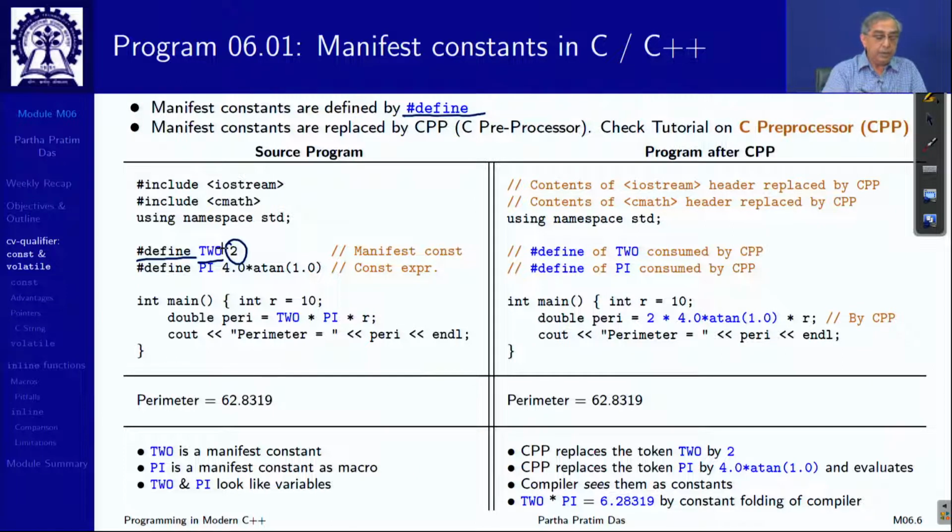Right. So, this is called hash define because you are defining a symbol, and if you want to understand a lot more about the C preprocessor, there is a separate tutorial also, you can go through that. So, here what we are primarily doing is we are defining 2 symbols, one is TWO, which is defined as constant 2, another is PI, which is a constant expression.